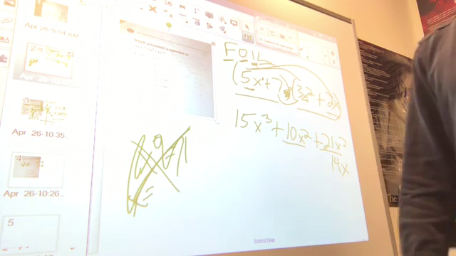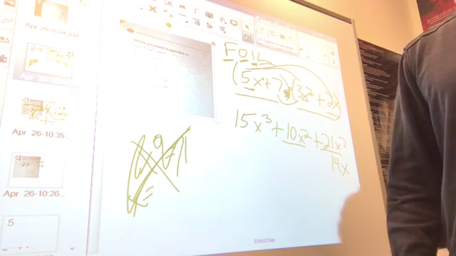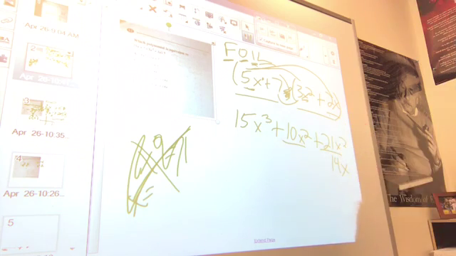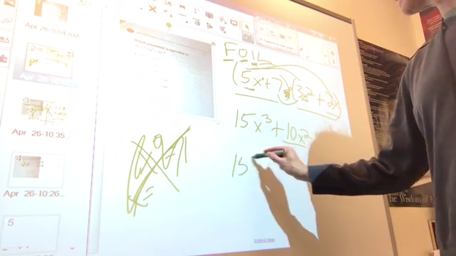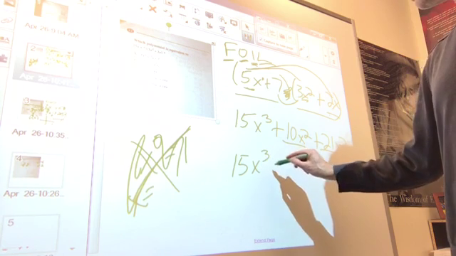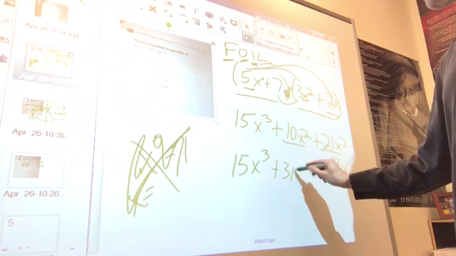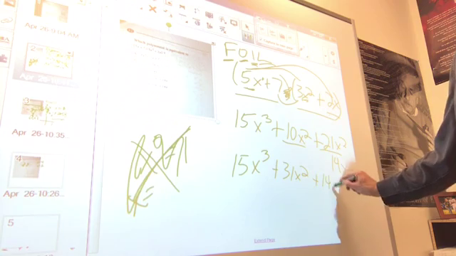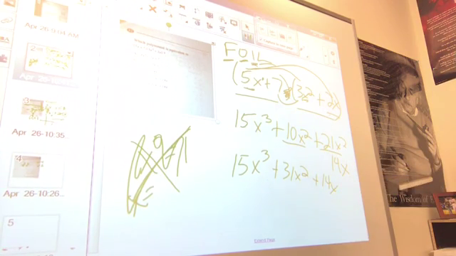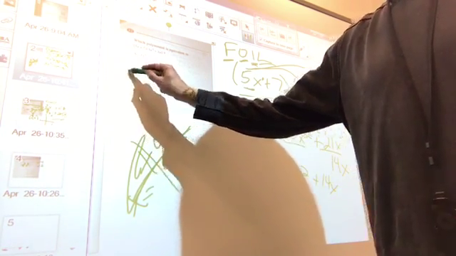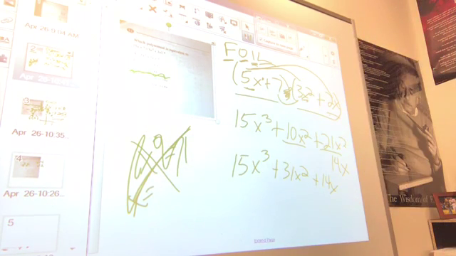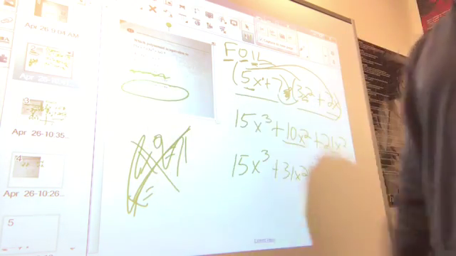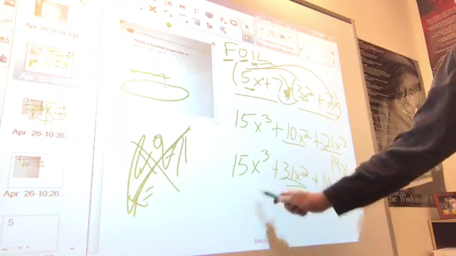Like terms means that the variables and the exponents on them look exactly the same. So I add 10x squared to 21x squared. What's 10x squared plus 21x squared? 31x squared. So plus 31x squared plus 14x. So it would be D. D is correct. Oh, no, it wouldn't. I put C. What would it be? It would be E. Yeah, 31x squared is the middle term.